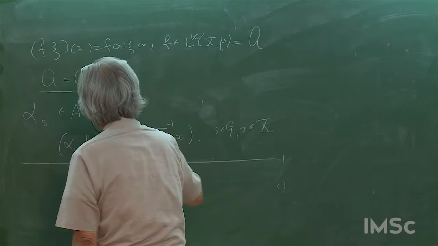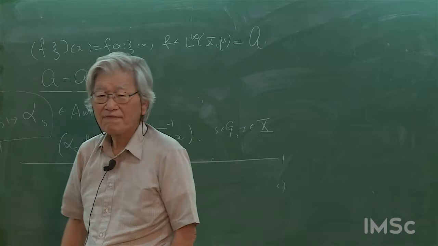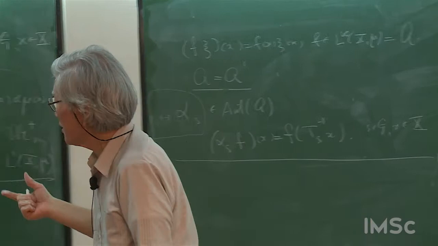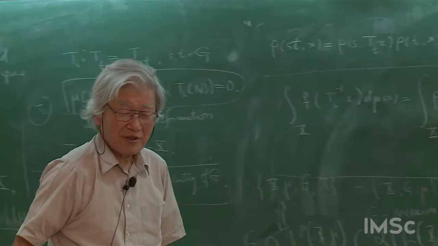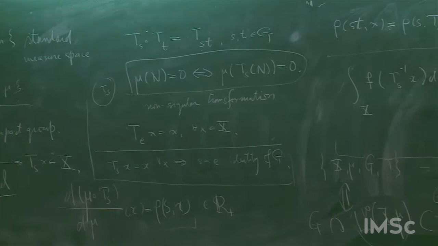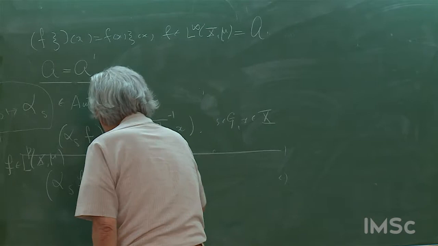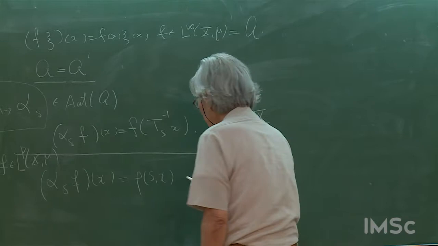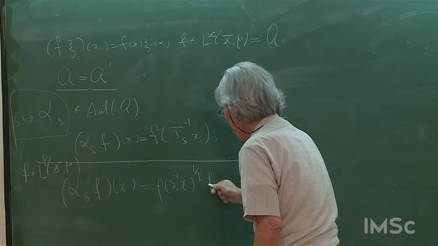Now, at the same time, how do you guarantee the continuity of S to alpha_S in this writing? You are assuming that this map is Borel. Nowhere was continuity assumed other than the Borelness. In the following, alpha_S of F, where F is in L^p of X, mu, then you get rho of SX, wait a minute, oh yeah, I think it was rho of S inverse to the 1 over p, F of S inverse of X.